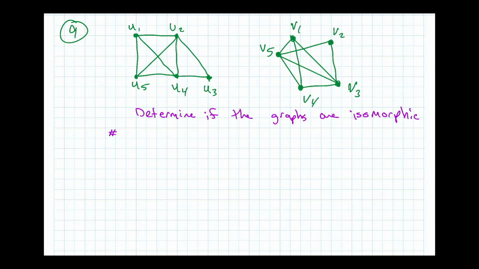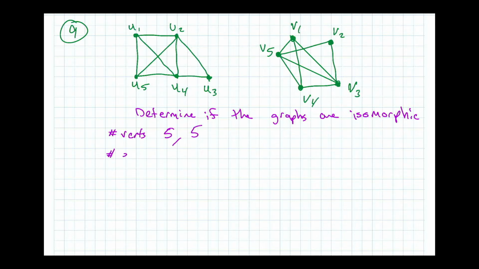So first, count up the number of vertices. Count the vertices: 1, 2, 3, 4, 5. So that's 5 on the first graph. On the second graph, obviously 1, 2, 3, 4, 5, also 5. So it's 5 and 5.